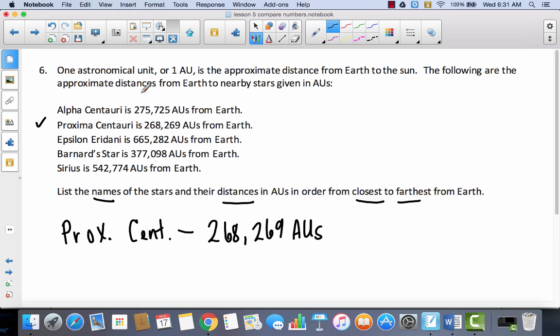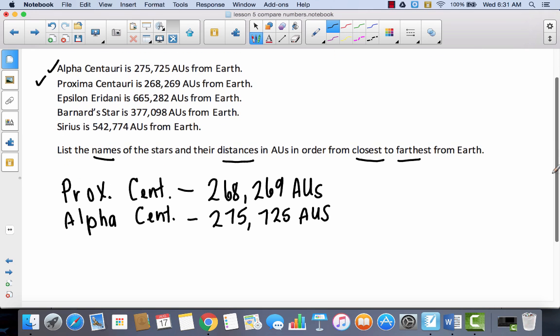All right, now the next is going to be Alpha Centauri because it's the only one that has a 2, which is the smallest 100,000. So I'm going to abbreviate. Actually, I'm going to go ahead and write Alpha, and then I'm going to abbreviate Centauri, and I'm going to write 275,725,000 AUs. So now that you kind of see how I'm doing this, I'd like for you to pause the video and go ahead and put these last 3 stars in order from least to greatest, and then add them to our list. If you get stuck and you're not sure where to start, you can always press play and go along with me.